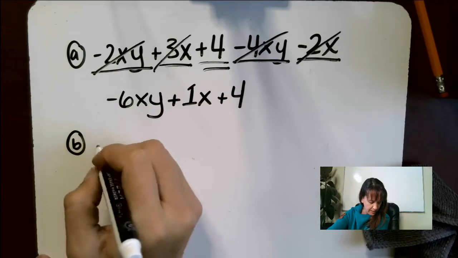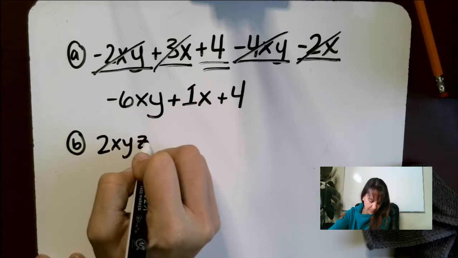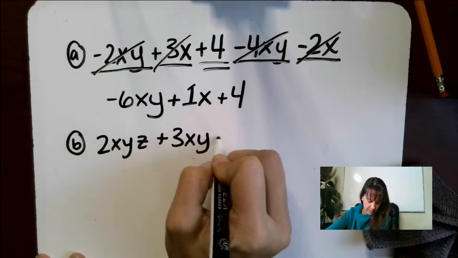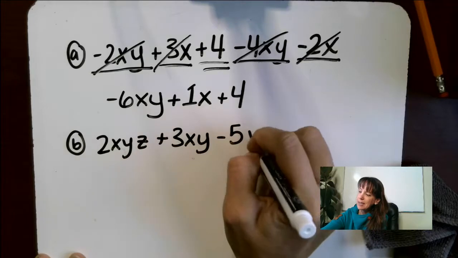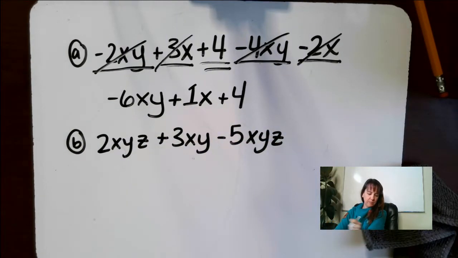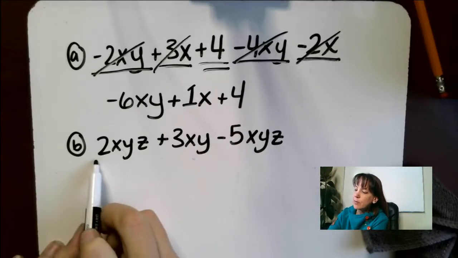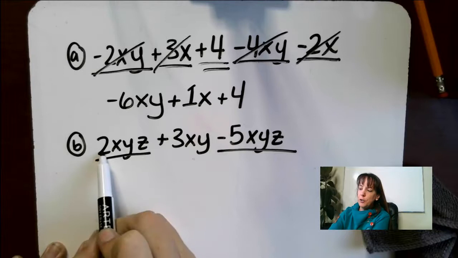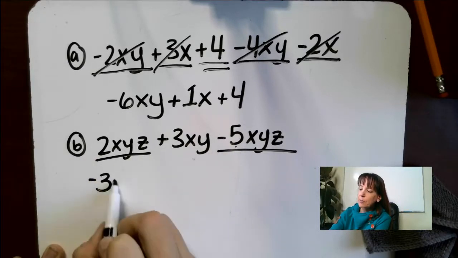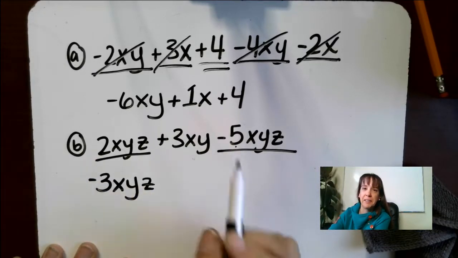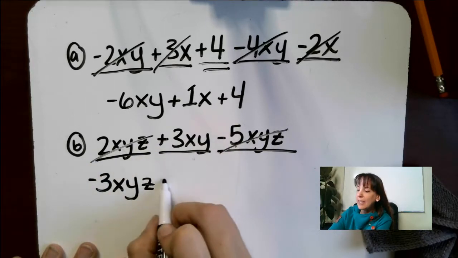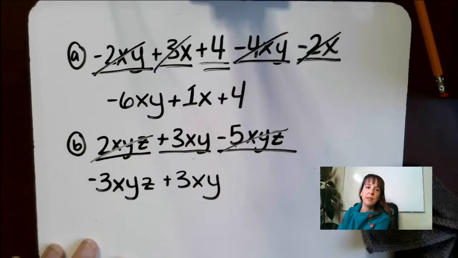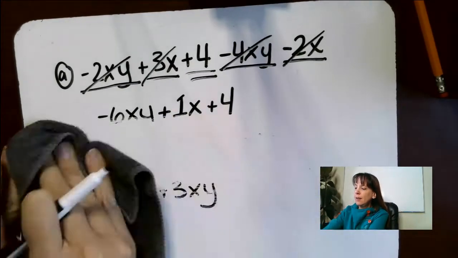For B, we have 2xyz plus 3xy minus 5zyx. Now, mentally, you should probably start doing this, xyz. So we'll write that down, so that as you're writing it from the book, you're writing in alphabetical order. Okay, so we've got this guy and this guy. 2 and negative 5 gives us negative 3xyz. Almost forgot. xyz. Beautiful. Get those out of the way. So, plus 3xy. We can't combine that with anything else, so we'll just bring that straight down, and that is your answer.